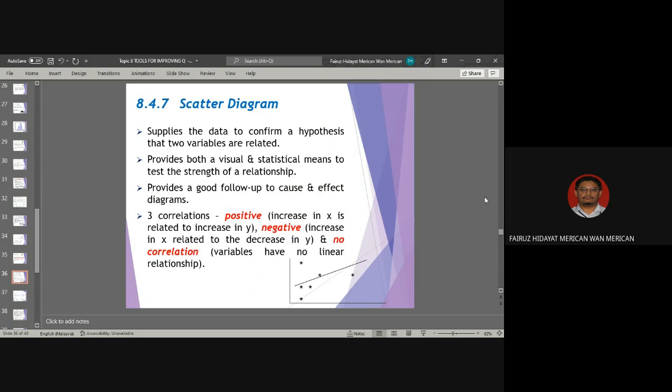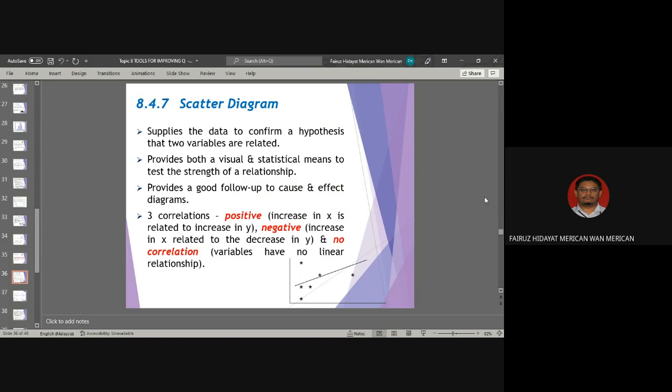Okay, and the 7th tool is the scatter diagram. So the scatter diagram supplies the data to confirm a hypothesis that 2 variables are related. So a company wants to study whether there is any relationship between 2 variables, with regards to any problem or defective product and so on. So they want to test whether these 2 variables are related. So in other words, the scatter diagram is a good follow-up to the fishbone diagram.